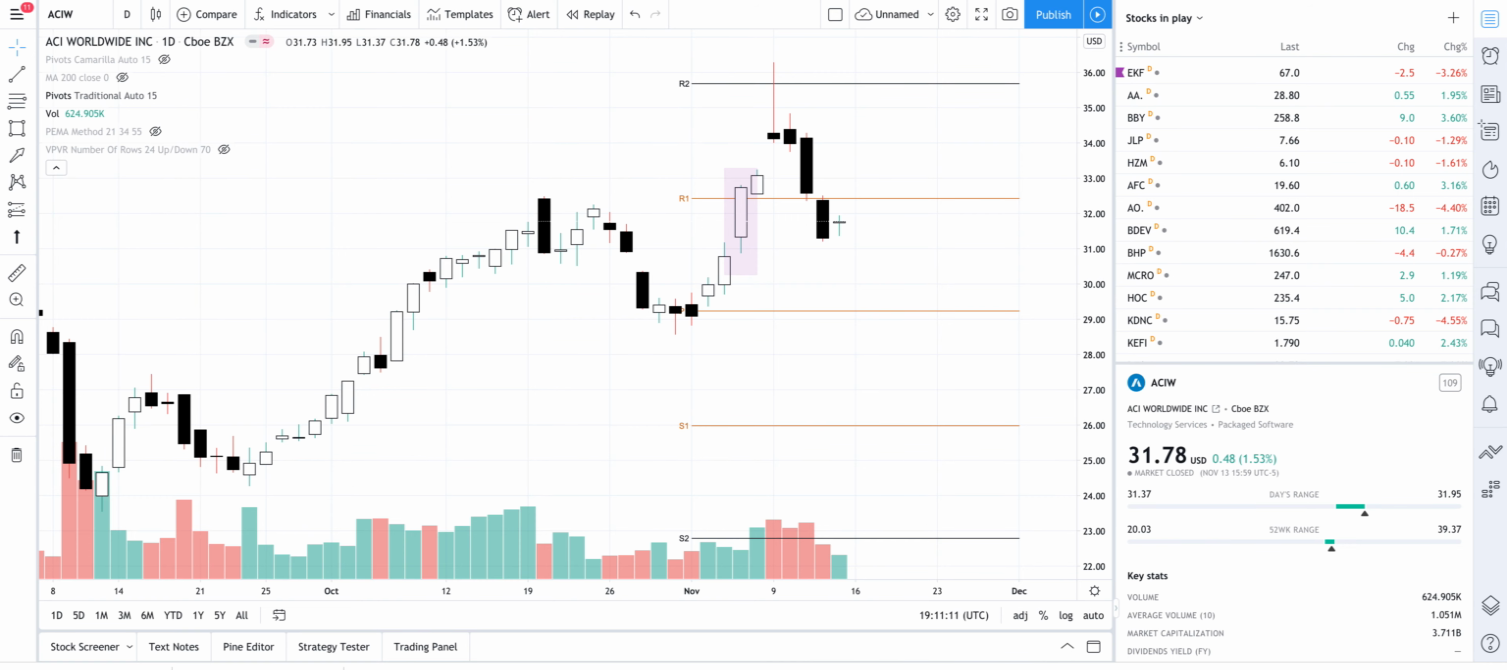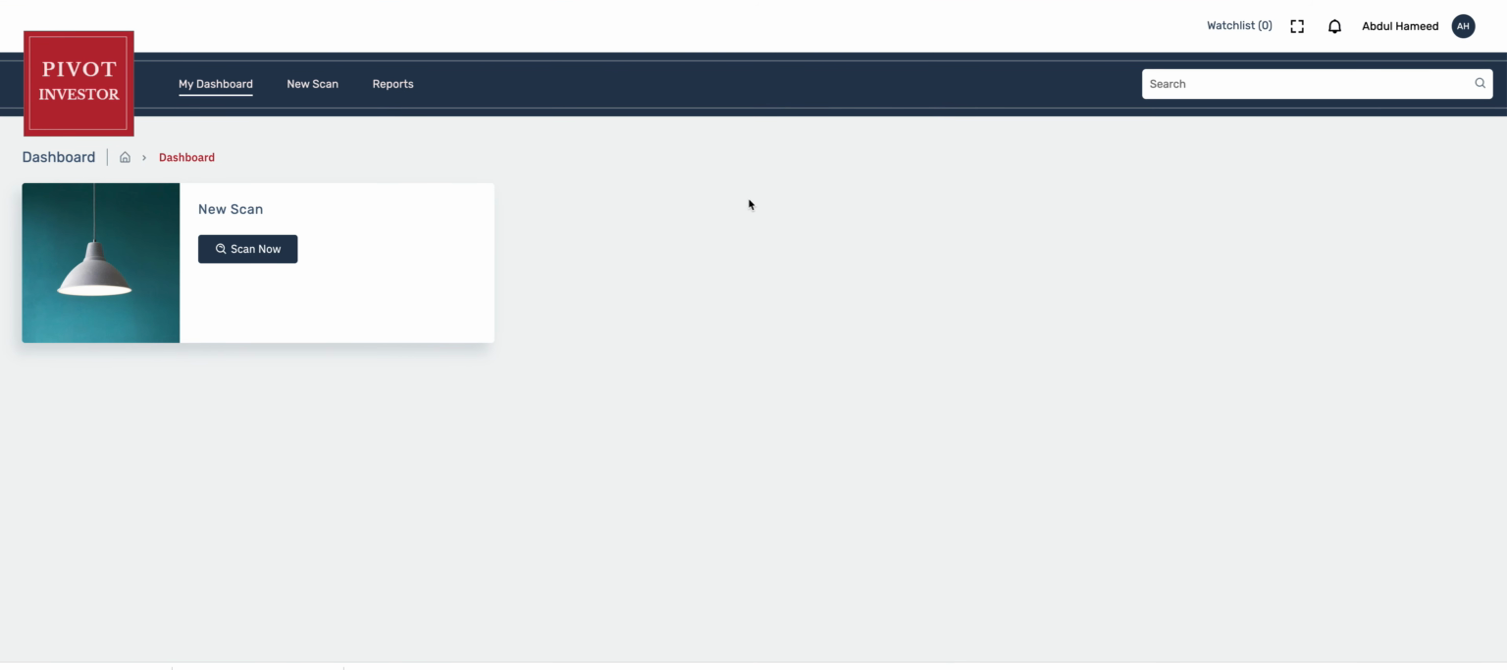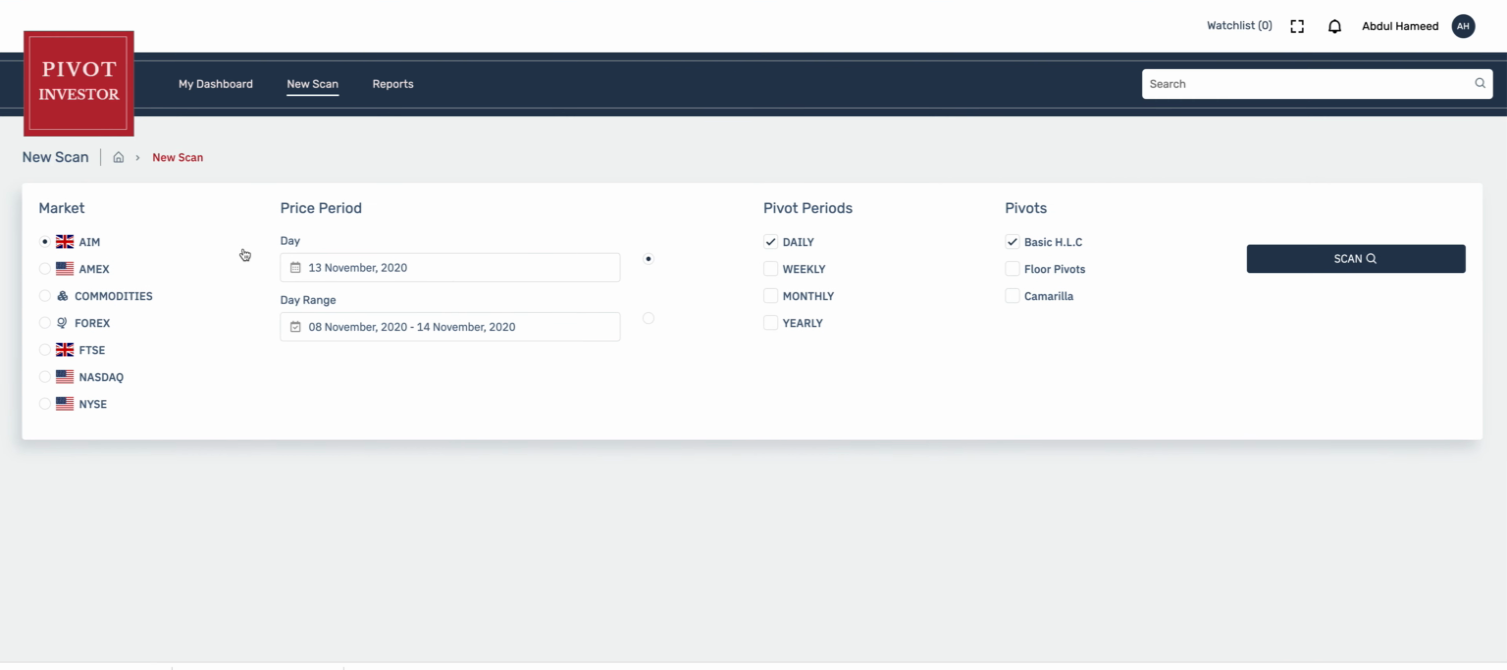I'm going to go to www.pivotinvestor.com and run a new scan. So in the new scan, I can select from a number of markets. In the UK, you've got the AIM and the FTSE market. For the US, we've got the NASDAQ and the rest of them, commodities and Forex.